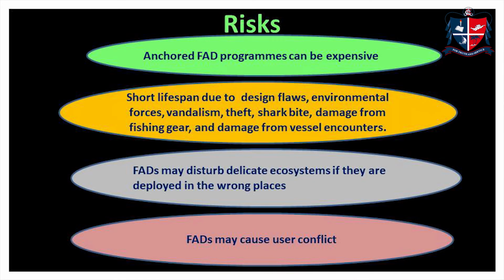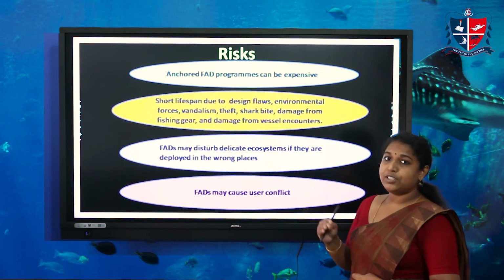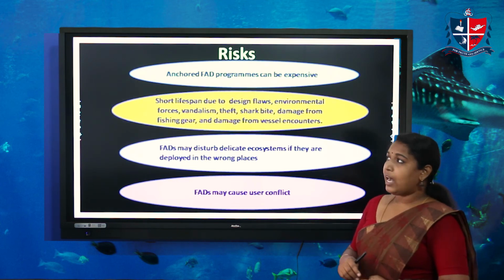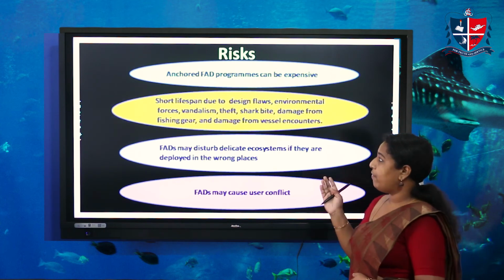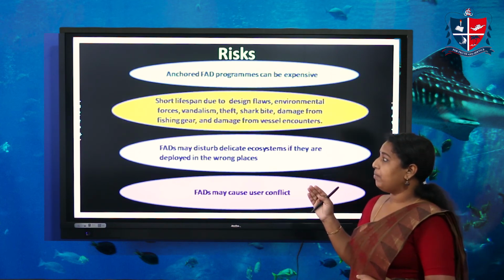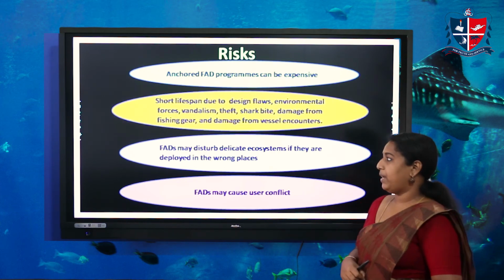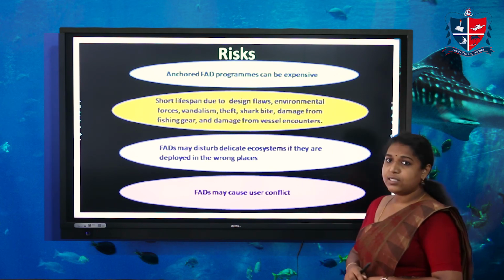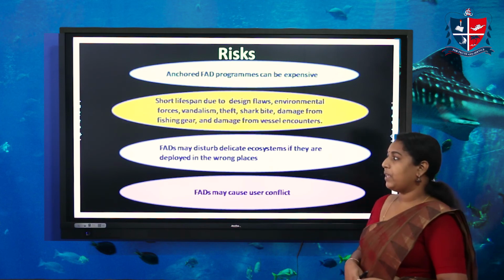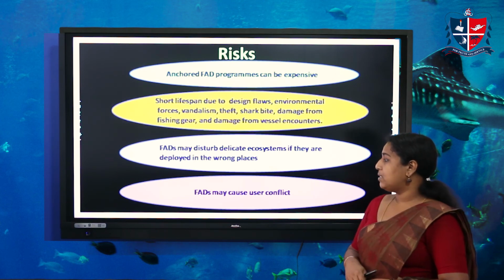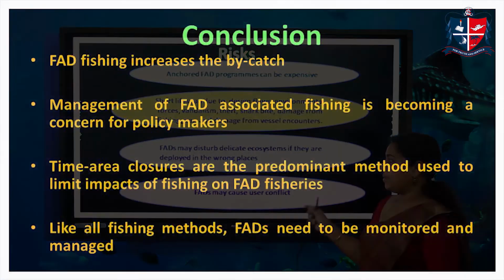So these are the main benefits of FADs. And coming to the risks of FADs, the main risk is that fixing an industrial FAD is very expensive, and because of many factors like design flaws, environmental forces, vandalism, and damage from fishing gears, it has a very short lifespan. And FADs may disturb delicate ecosystems if they are fixed at wrong places. And another one is that FADs may cause user conflict. So these are the main risks of FADs.